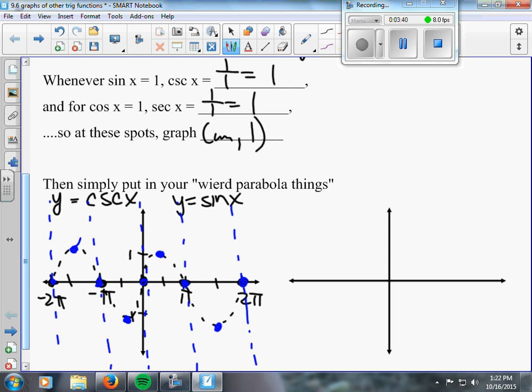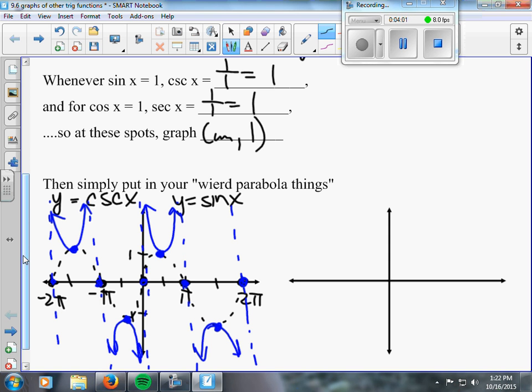And so you actually have these blue points, and then when you reciprocate the other points in the sine curve, they produce these weird parabola things. They look like parabolas, but they're not because they have vertical asymptotes. And so this blue picture is your cosecant graph.